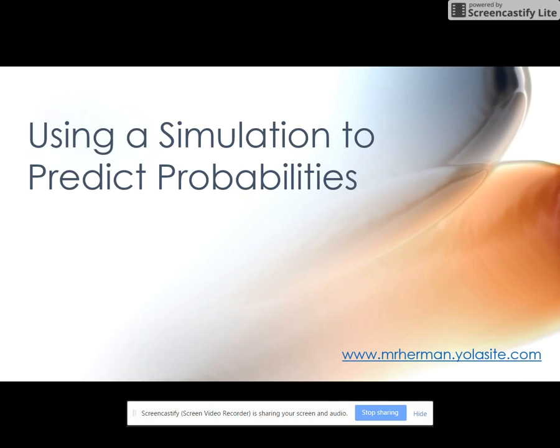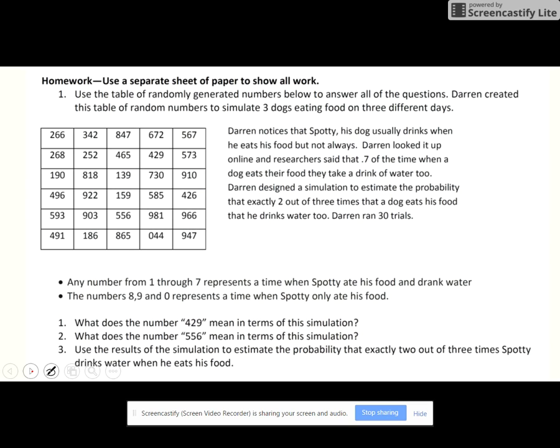This time we're going to be talking about using a simulation to predict probabilities. And in this video, we're going to be using the simulation that's already done for us. This is one that's already been chosen, so it's going to be just like the homework problem you did previously, the one from yesterday. It's the one I said I would have for you, the one with the dog. So let's read it together and talk about it here.